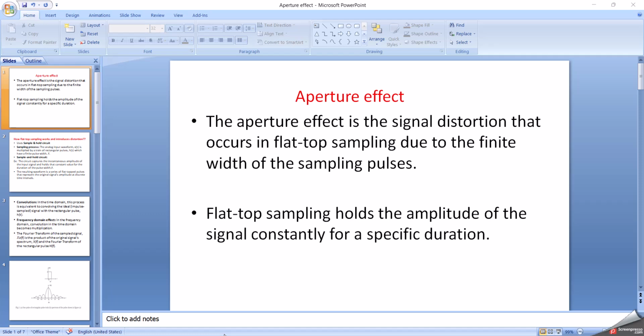In our previous videos, we had learned different types of sampling. Under that, we have seen the first one is ideal sampling, natural sampling, and the third one is flat top sampling. In this video, we will learn how the aperture effect will be introduced due to distortions in flat top sampling, and what is the solution for aperture effect, with a little bit of mathematics and Fourier transforms.